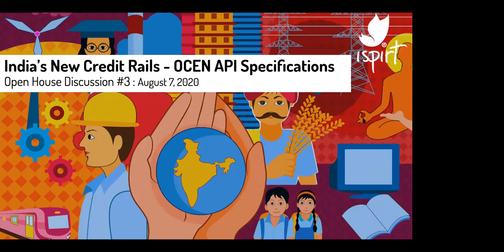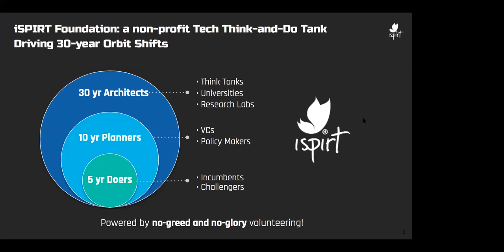To start off, as usual, a quick overview into iSPIRT. So I'm Siddharth, a volunteer with iSPIRT, and most of us at iSPIRT are volunteers contributing towards the various digital public infrastructure projects out there. iSPIRT is a nonprofit technology think and do tank, and we take a long-term view of societal problems. So the two societal problems that we've picked up are financial inclusion and health inclusion. And within financial inclusion, we are specifically focused on democratizing credit.